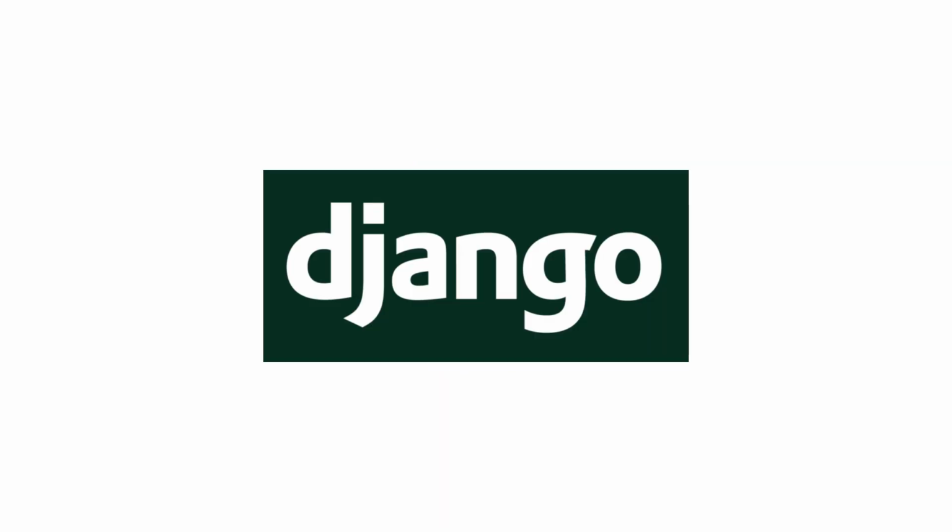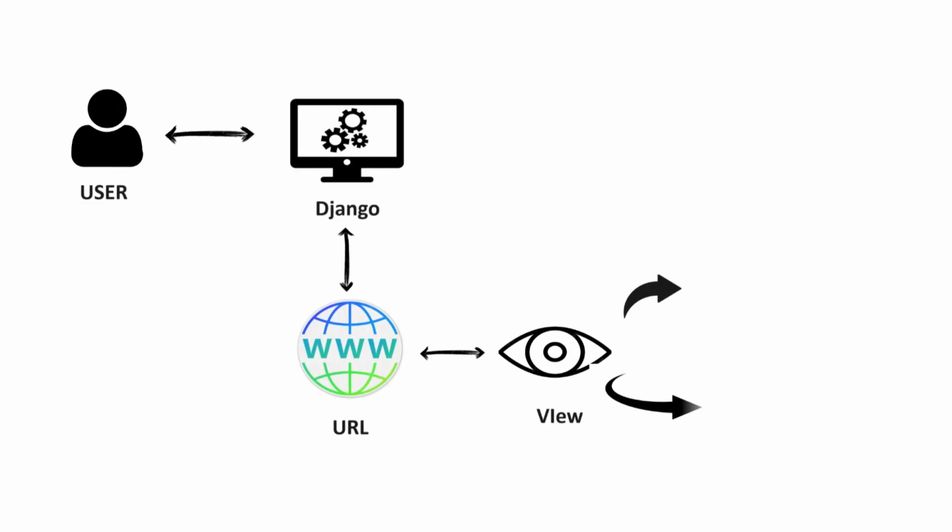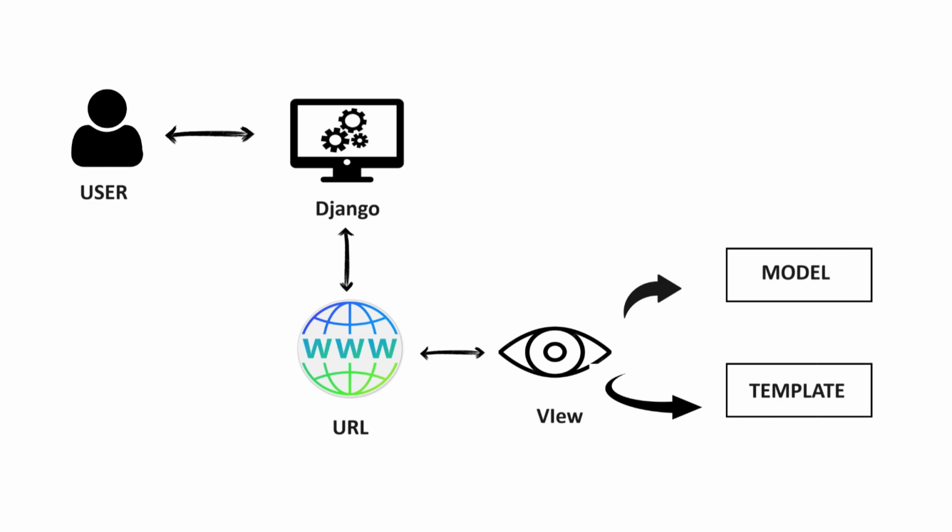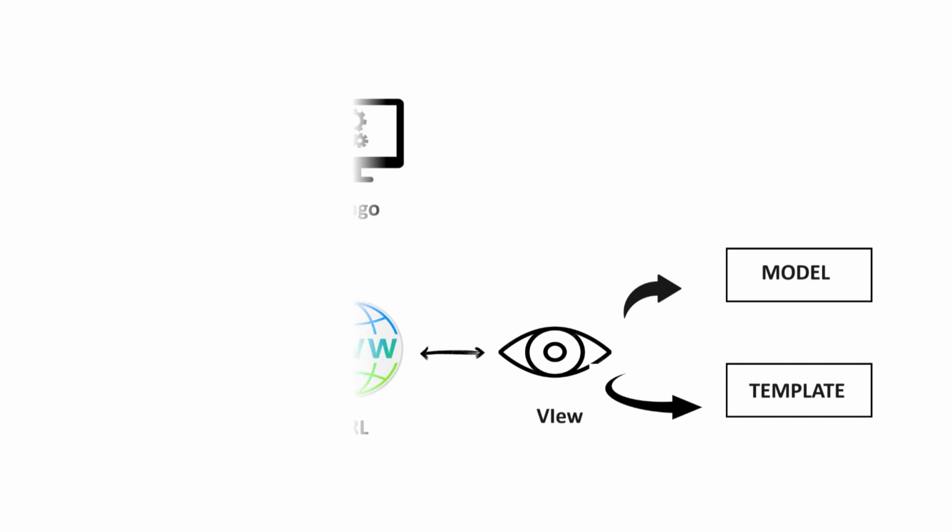In this tutorial, we are going to develop a web-based project with the help of the Django Python framework. Django is a free and open source Python-based web framework that follows the model template views architectural pattern. Django is a one-stop solution for developing complex web-based projects in Python.